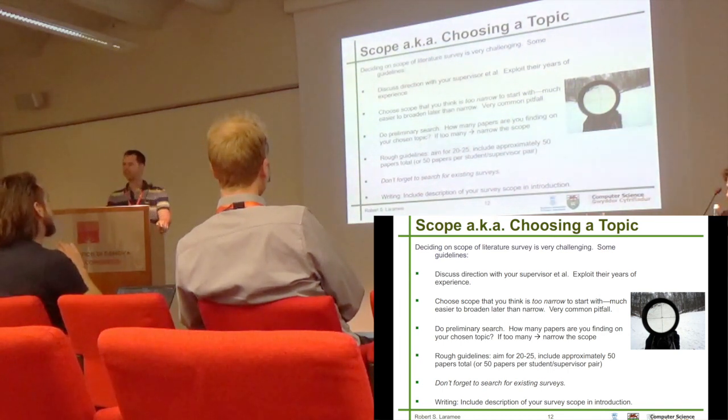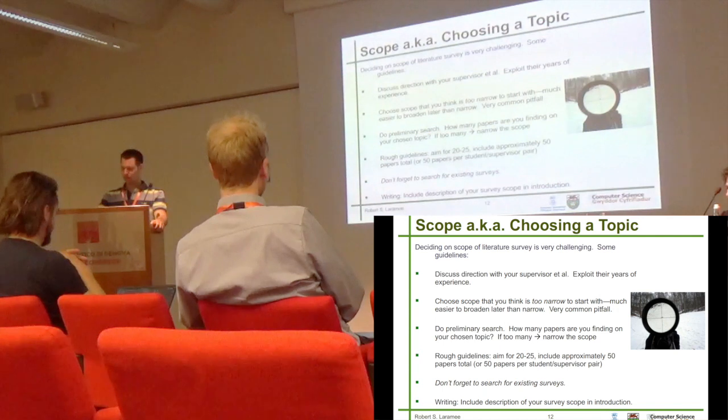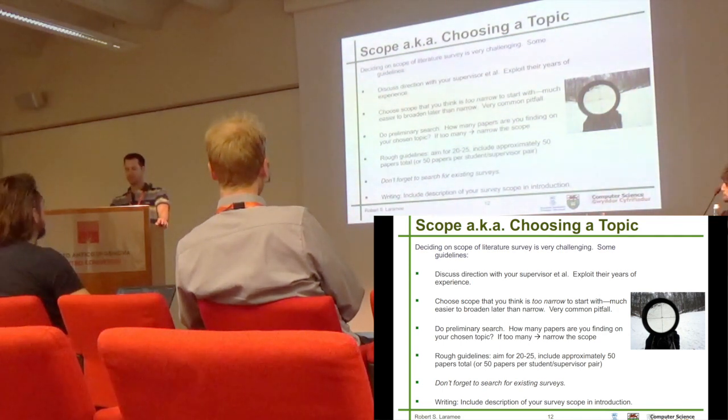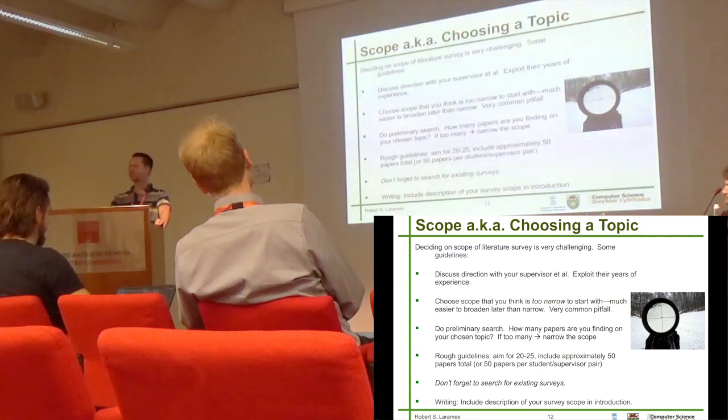Choosing a scope is definitely one of the major challenges in writing a Viz survey paper or any survey paper. This has to be done really with special care. So obviously you discuss that with your supervisor, right? Exploit your supervisor's many years of experience. By default, it's a good idea to choose a scope that's too narrow. You should start out with a topic that you think there are not enough papers on to write a full survey. That's a good starting point, actually.